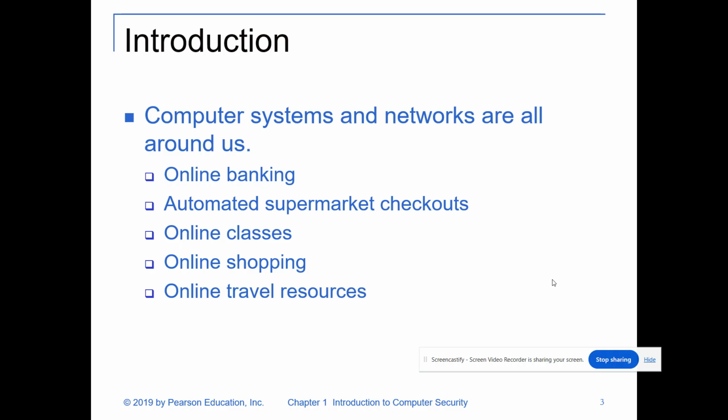In terms of introduction, we want to think about computer systems and networks and the fact that literally they are everywhere. We have online banking, ATMs, debit cards. We have eBay, Amazon, half.com for textbooks, automated supermarket checkouts, online shopping, online travel resources. We have Expedia, Travelocity, airplane e-tickets. Literally, everywhere we turn, we have systems, networks.